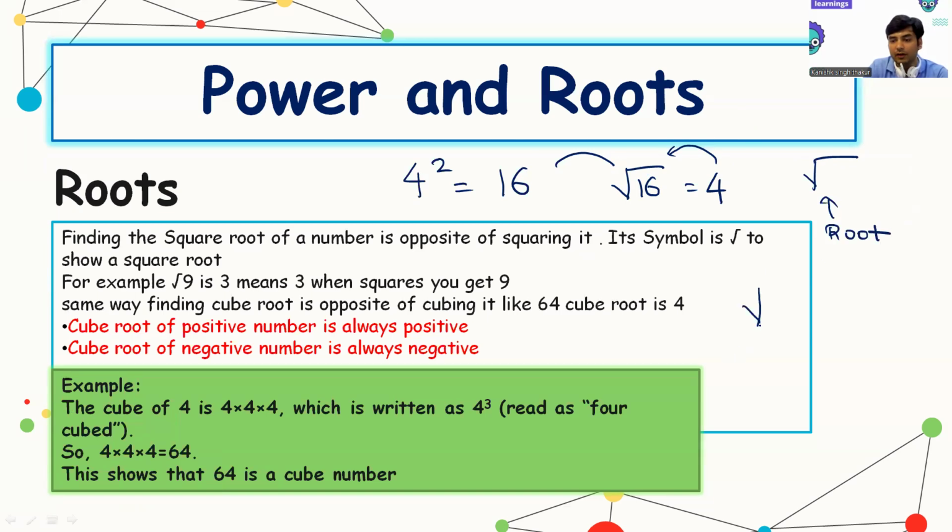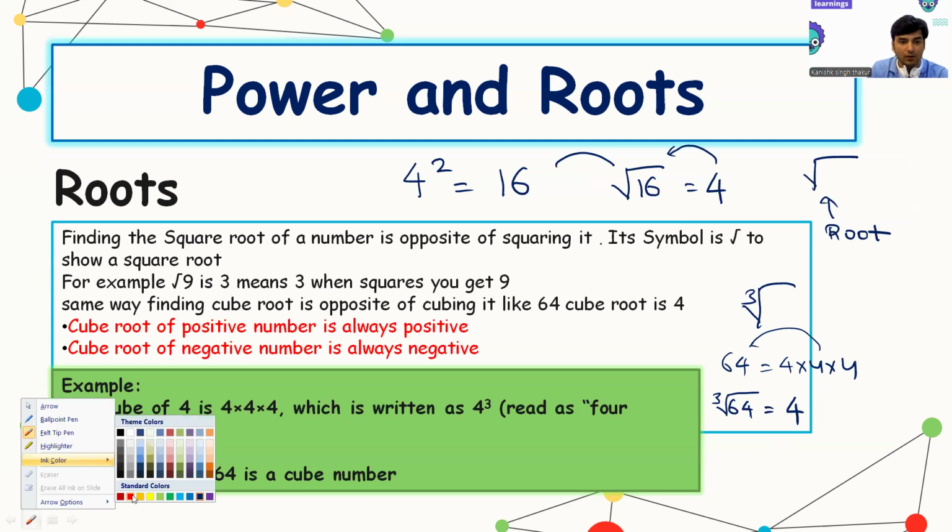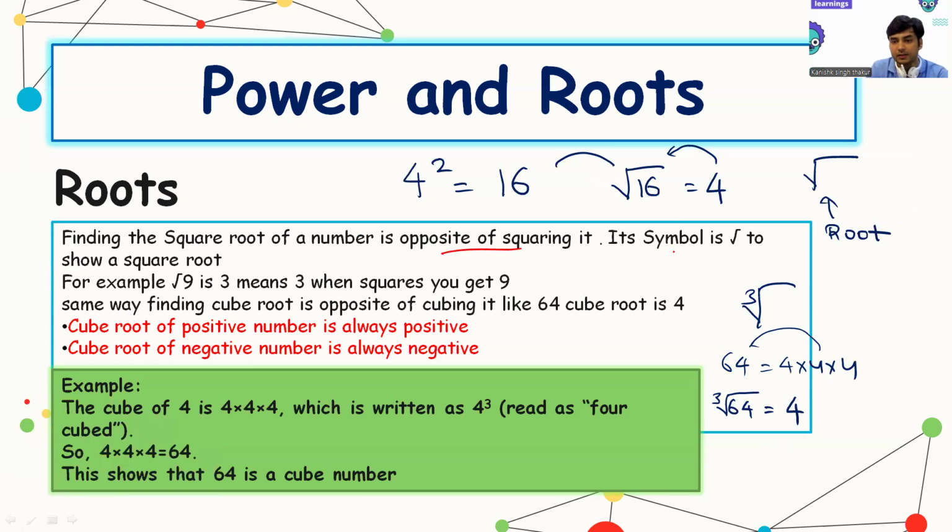In the same way you have the cube root. Suppose I have 64, which is equal to 4 times 4 times 4, which is 4 cube. So what number, when cubed, gave me 64? So the cube root of 64 is actually 4. So finding the square root of a number is the opposite of squaring it. Its symbol is the root, and this symbol is the square root, and you can also do the cube root.